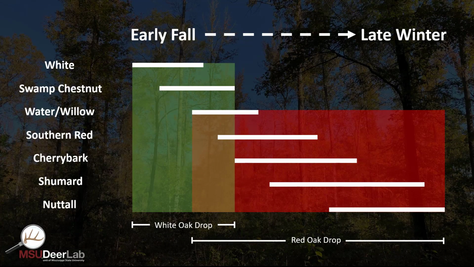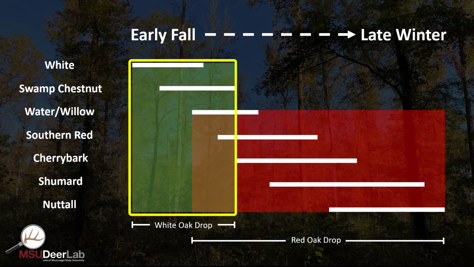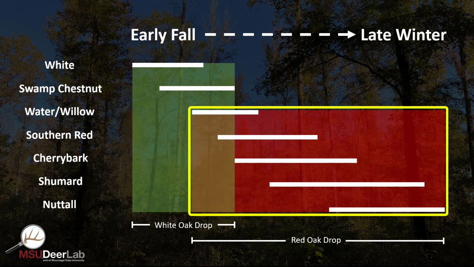There's a couple of key takeaways here. One is that even though given a choice, deer may prefer white oak acorns over red oak acorns, white oak acorns are only available for a relatively short duration of the hunting season. Red oak acorns are available for a much longer portion of the hunting season, and deer still hammer them.